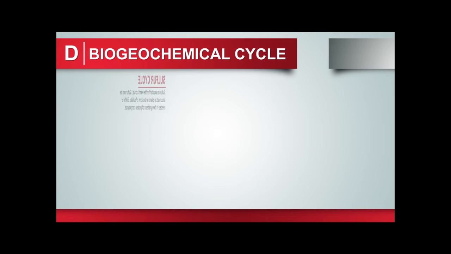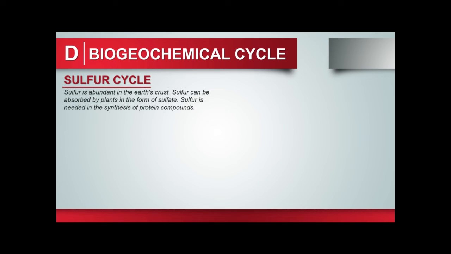Sulfur cycle. Sulfur is abundant in the earth's crust. Sulfur can be absorbed by plants in the form of sulfate. Sulfur is needed in the synthesis of protein compounds. The key processes of the sulfur cycle: 1.